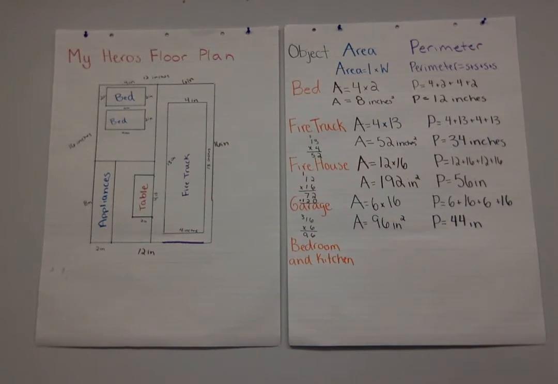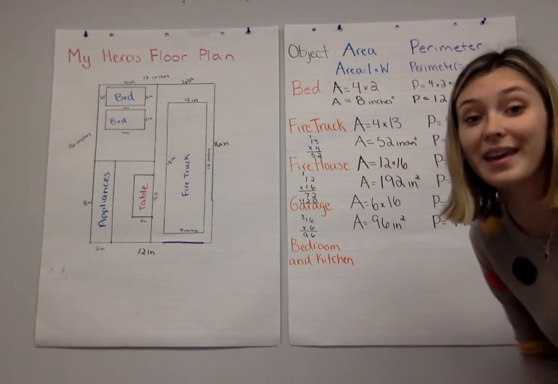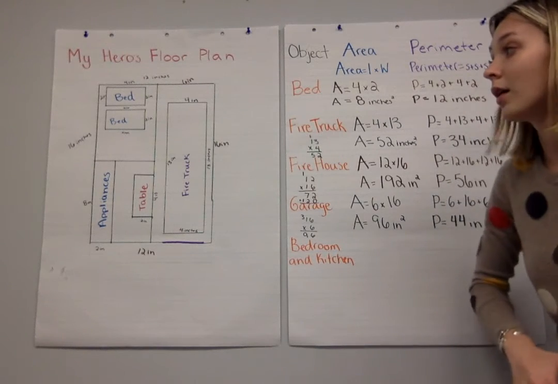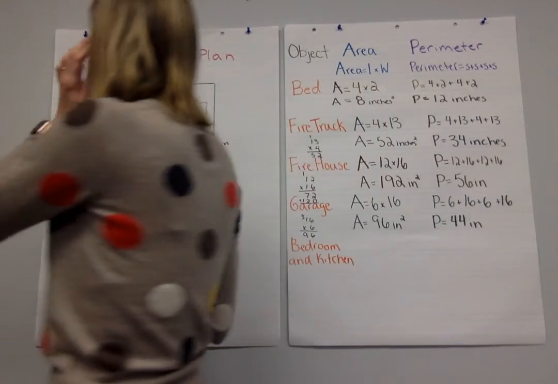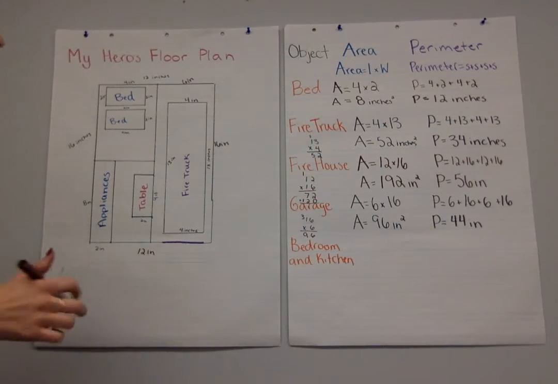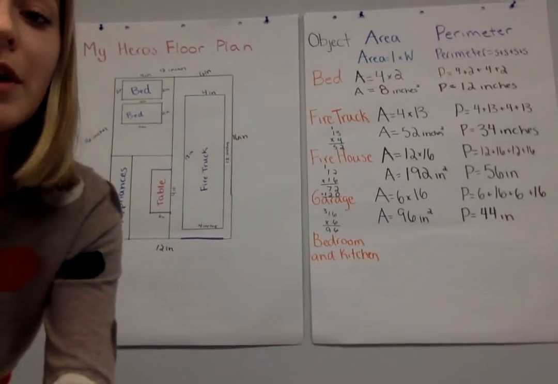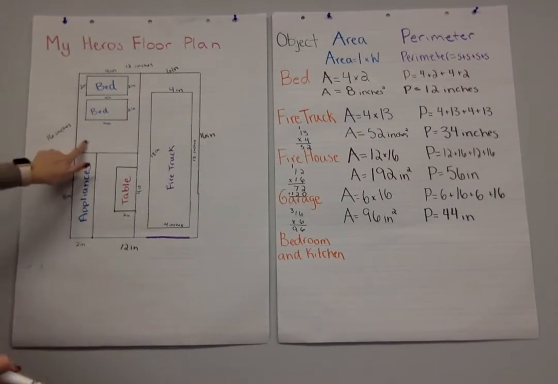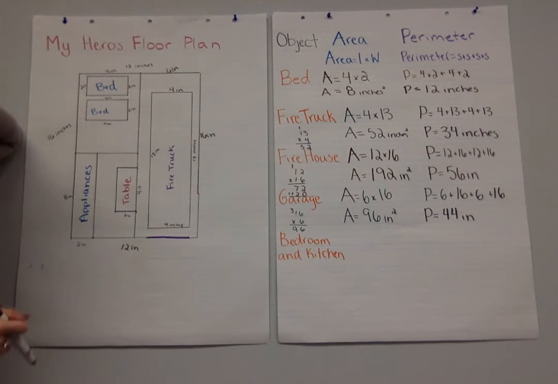We would like to find, oh boy, the area of the bedroom and the kitchen. What's an easy way to do this? How can we find the area of the bedroom and the kitchen? First, we need to locate. Let's locate the bedroom and the kitchen. So here I have the bedroom, and here I have the kitchen. What's the easiest way to solve this?